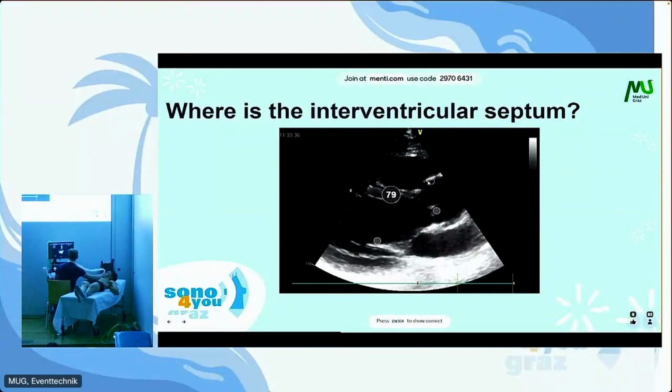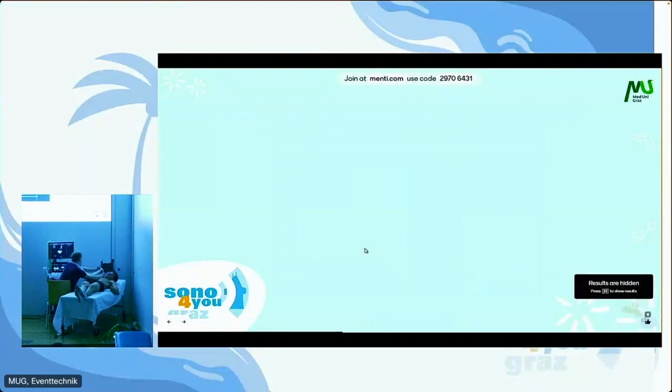We're having here the right ventricle, the left ventricle, and in between, of course, the interventricular septum. This structure here is the aortic valve, and this is the mitral valve, or some papillary muscles. We would have to interpret that on a loop, not on a still image. Great job.